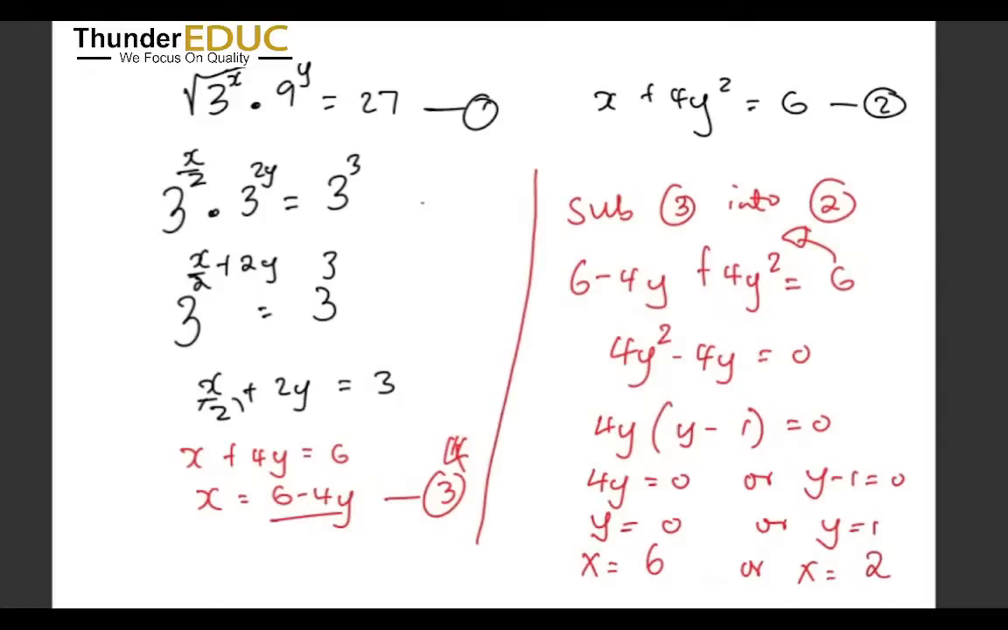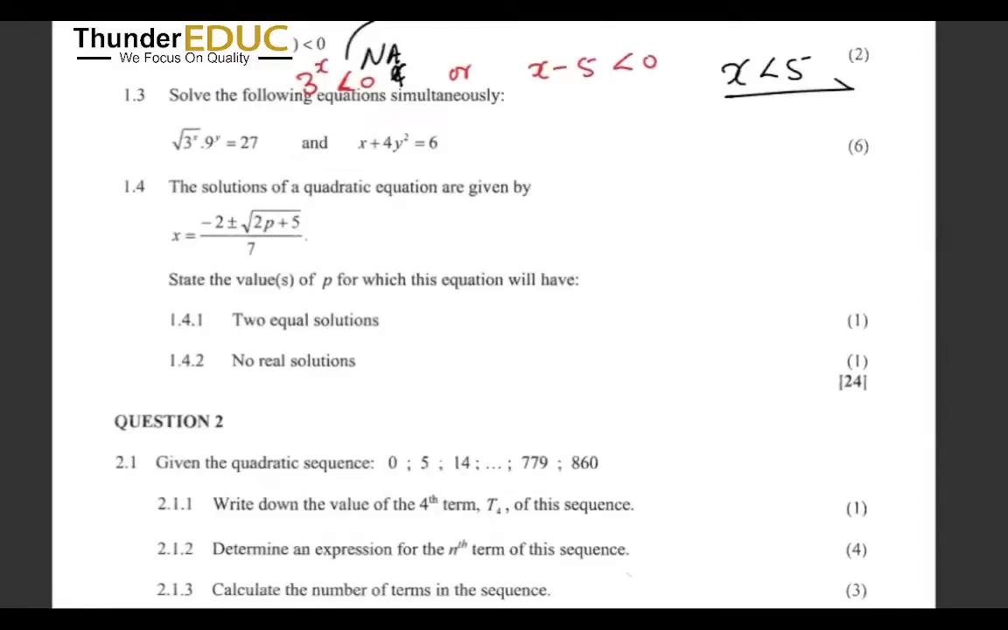So those will be the solutions for that particular simultaneous question. All right, 1.4, solutions of the quadratic are given below. X is this. State the value of values of p for which the equation will have 2 equal solutions. So with 2 equal solutions, remember, we know that the discriminant, which is given as b squared minus 4ac, must have the properties that determine the nature of the roots.